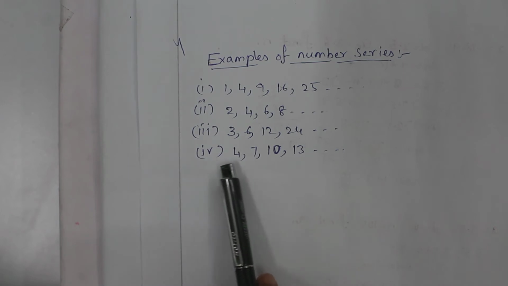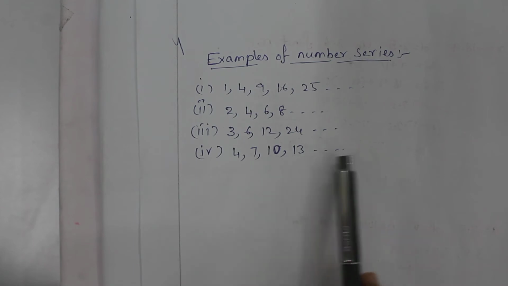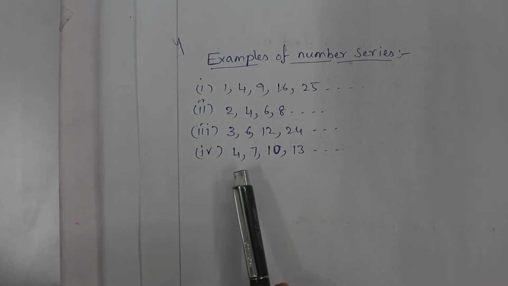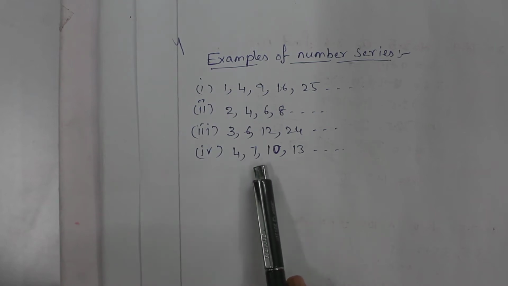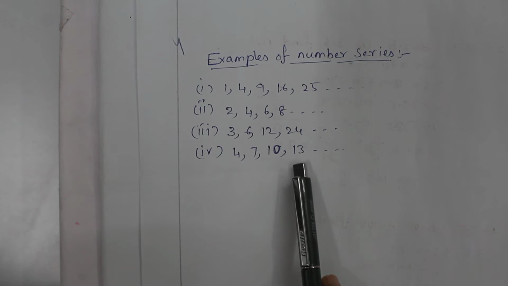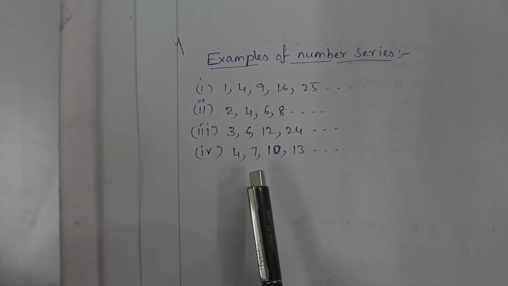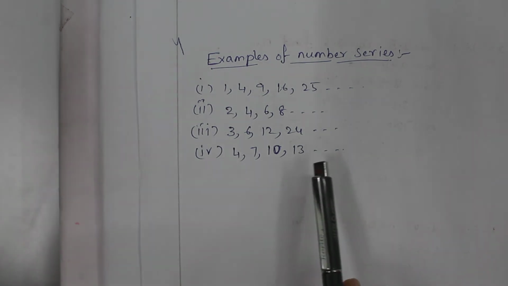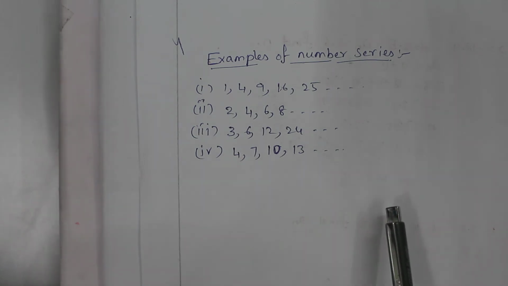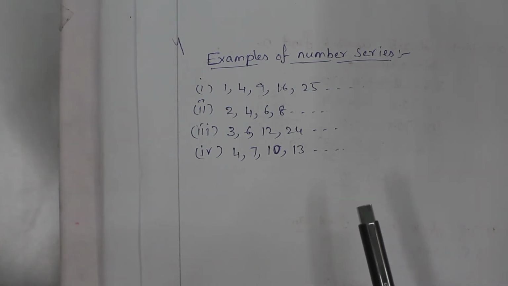And coming to the last series, what is the pattern here? 4, 7, 10, 13 and so on. So I am adding plus 3 to 4 to get 7. And 7 plus 3 is 10 and 10 plus 3 is 13 and so on. So here I am adding a fixed number, plus 3, to each number to get the next number. And arithmetic progression is also a type of pattern. What is arithmetic progression? It is a type of pattern in which I add a fixed constant to a previous term to get the next term.